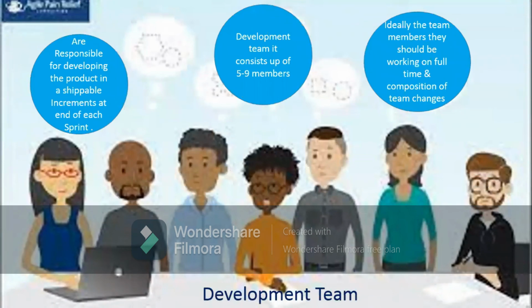Now, when it comes to the development team, they are the ones who are going to deliver and execute. They are the ones who will produce the finished product in the form of delivered chunks. The team size is between 5 to 9, and they should be working on a full-time basis, and the team could be changed from time to time.